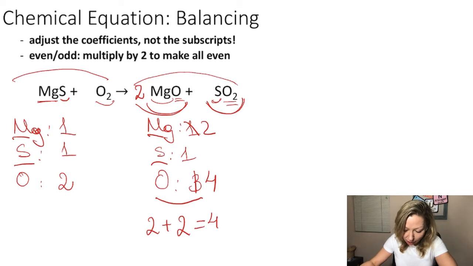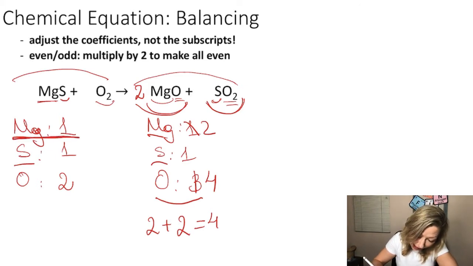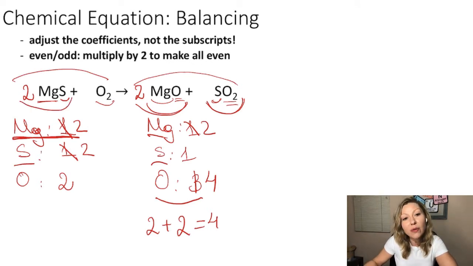Okay, so now let's go back and check magnesium and sulfur again. Well, my sulfur is still balanced, but not my magnesium anymore. So I have less on the reactant side, so I have to multiply that. So I'm going to multiply magnesium sulfide by 2. This is going to give me 2 magnesium atoms on my reactant side. However, my sulfur atoms also changed by 2 because I multiplied magnesium sulfide.